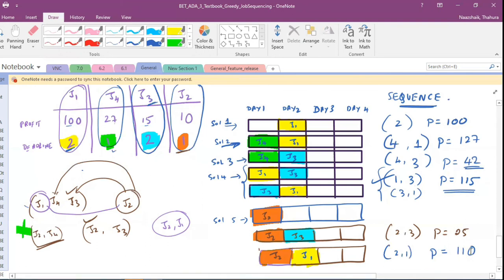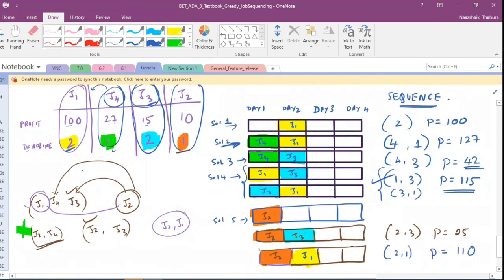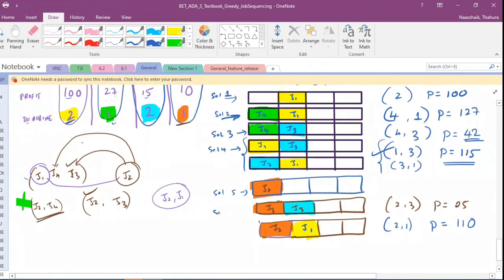Just look at and see, have we covered all the combinations? Any other combination possible? So when you pick J3, you check with J4 also, you check with J1 also. And when you took J4, always check with all the previous combinations. So you will never miss any of the feasible solutions. Okay, we got so many feasible solutions. This is solution 5, this is solution 6, this is solution 7.